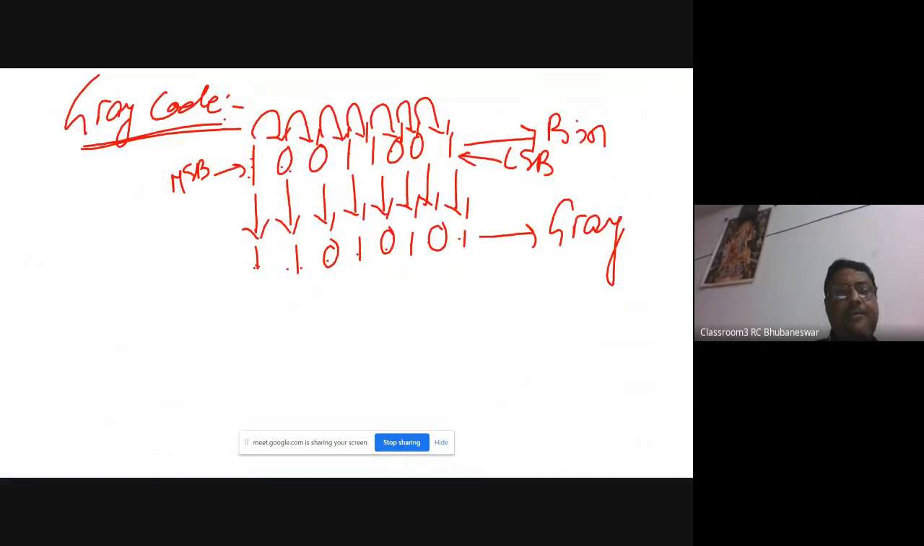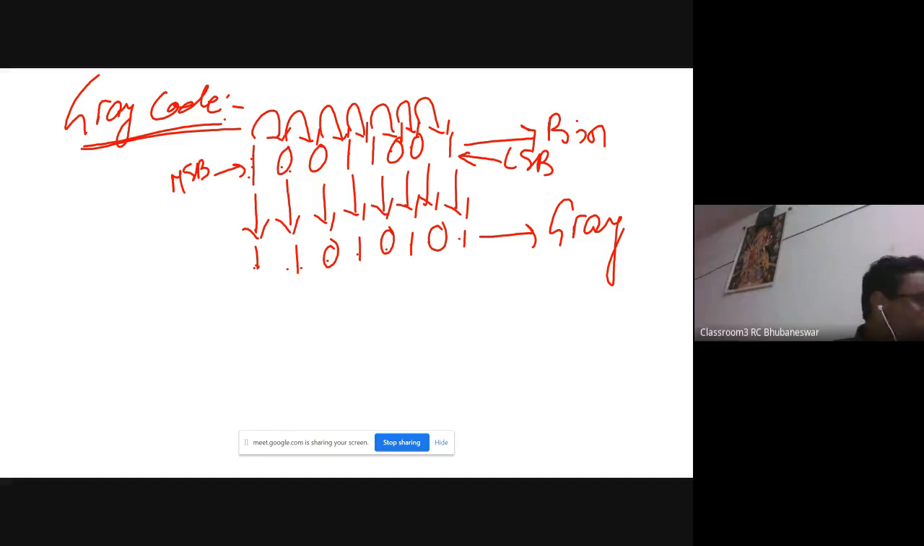The MSB is constant. Then the subsequent bits will be added. 1 plus 0, 1. 0 plus 0, 0. 0 plus 1, 1. 1 plus 1, 0 with carry 1. We are keeping 0 and omitting the carry. Then 1 plus 0, 1. 0 plus 0, 0. 0 plus 1, 1. Right? The number of bits in binary will be the same number of bits in Gray. Understand?